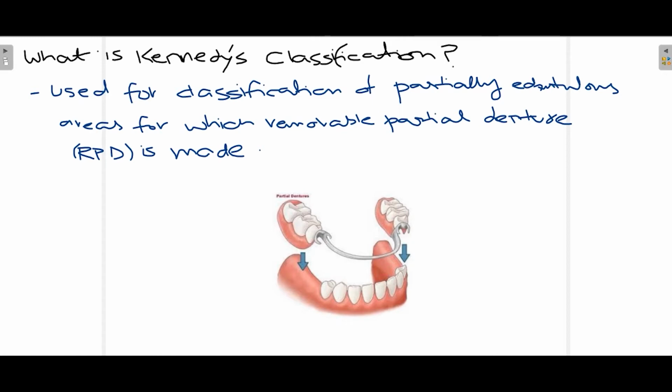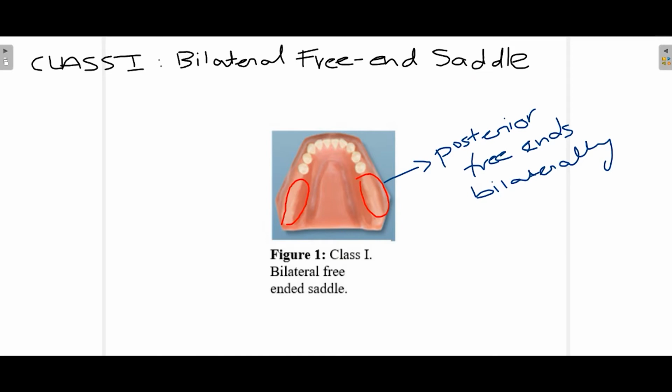Firstly, talking about what Kennedy's classification is. Kennedy's classification is basically used in an attempt to classify partially edentulous arches, and when taking these edentulous arches into account, a removable partial denture is fabricated so that it can replace the missing teeth in the areas that are missing teeth. Now there are four basic classes in Kennedy's classification. There are two more, but mostly these four classes are most commonly used.